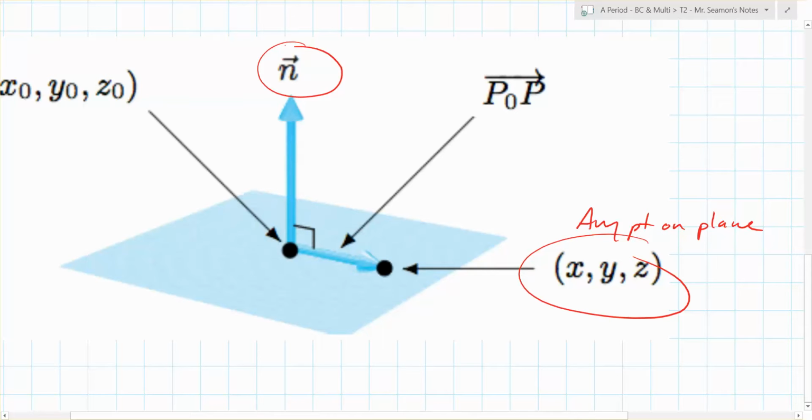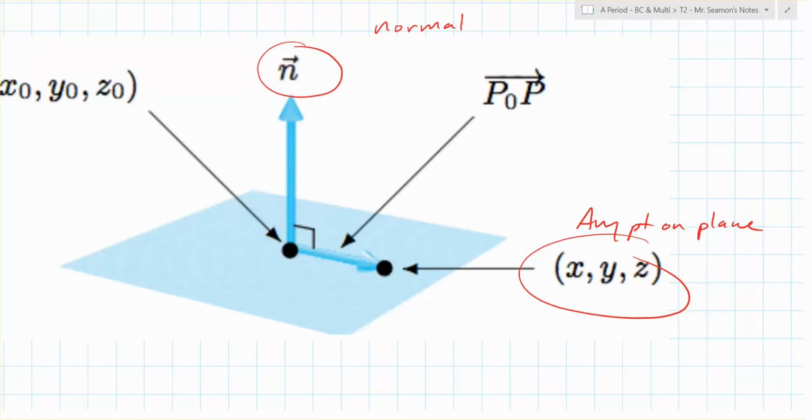Anybody know why it's called the n vector? We're going to use n a lot, like U stands for unit vector. What's n going to be? Does anybody know what n is called? Ready, 1, 2, 3. Normal. Yeah, perpendicular. So that represents any vector that is perpendicular to the plane.